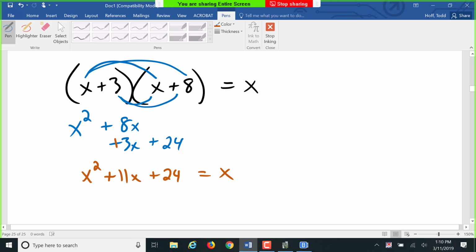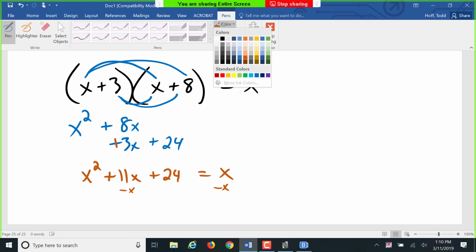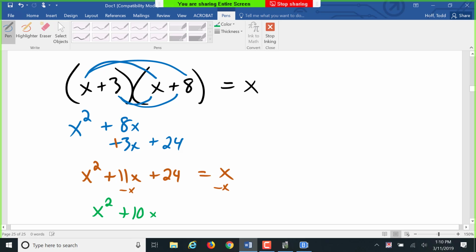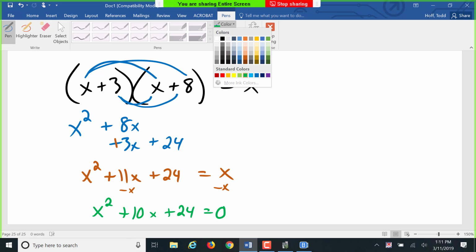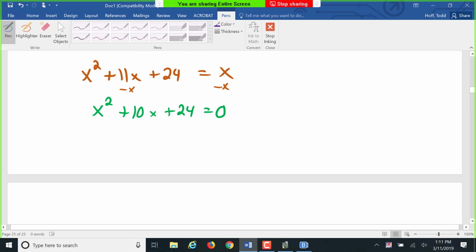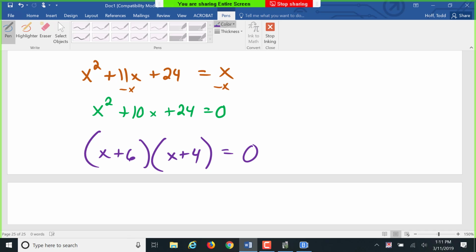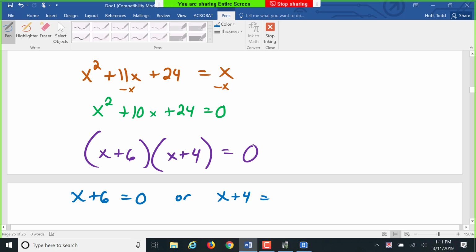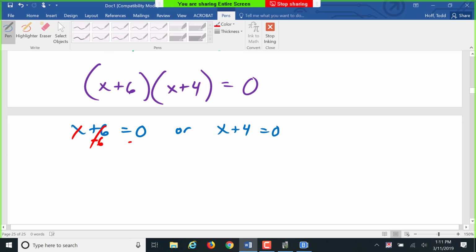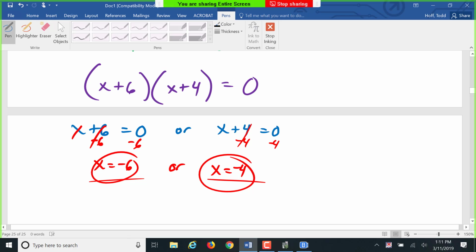Now what? So now we subtract x to get, okay. Now what? So now we refactor it. X plus 6, x plus 4 appears to work, doesn't it? And then? Okay, so we've got x plus 6 equals 0, or x plus 4 equals 0. Separating it out. Subtracting 6, x equals negative 6, or subtracting 4, x equals negative 4. What do you think? Loads of fun?